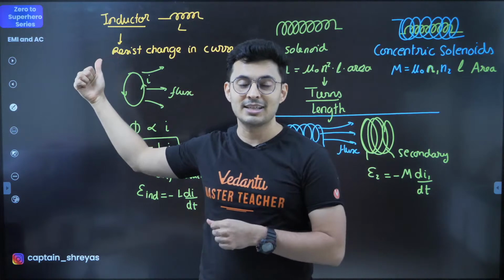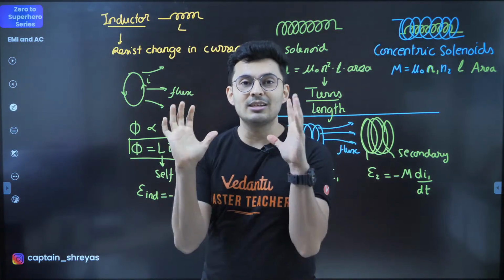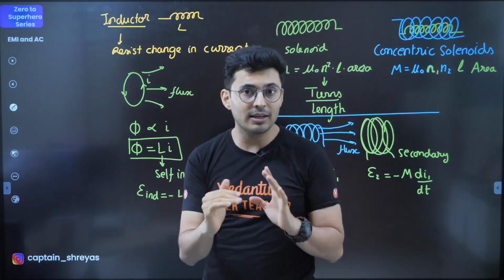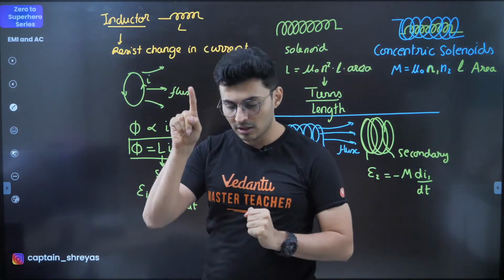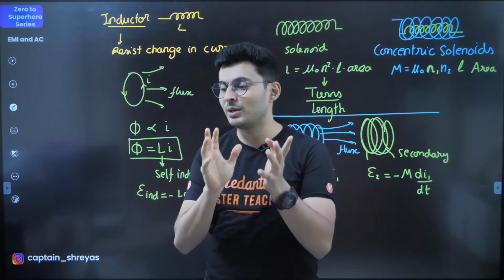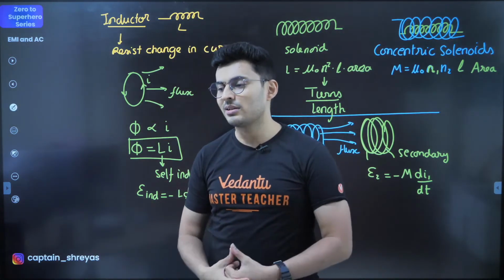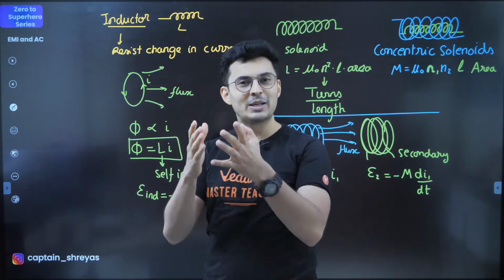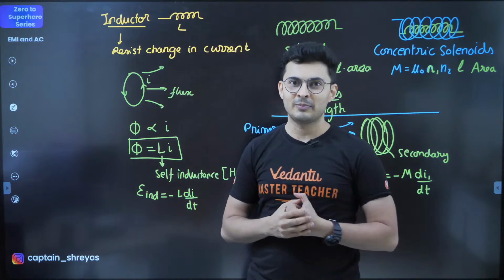That's what an inductor does. It opposes the change in the current. If the current is there, it is like, okay, no problem. If it tries to increase or decrease, no, don't increase, come down. If it tries to decrease, no, come up. So it will always try to oppose it. That's the major difference between a resistor and an inductor.